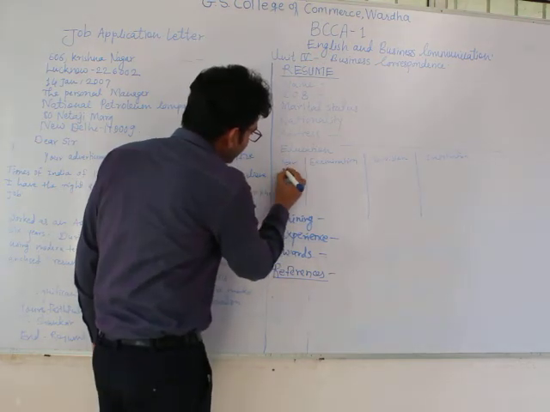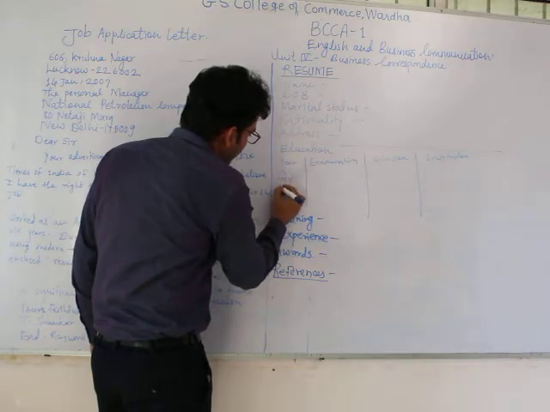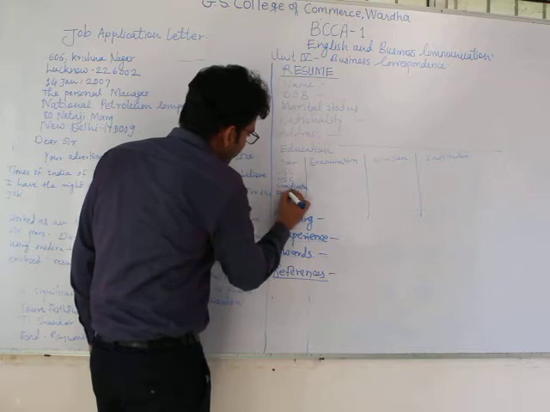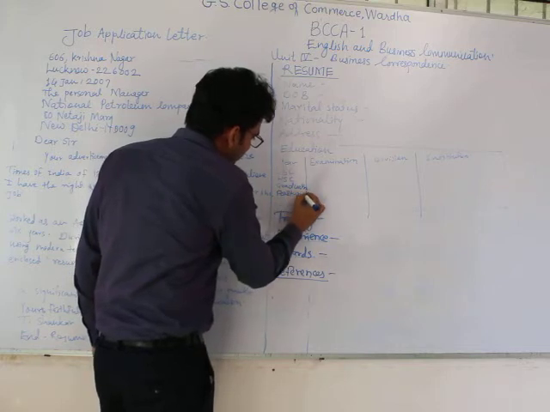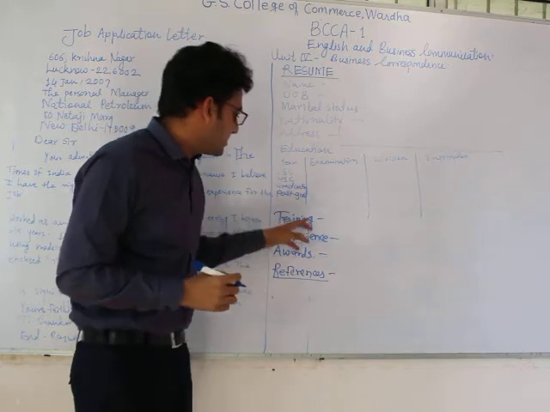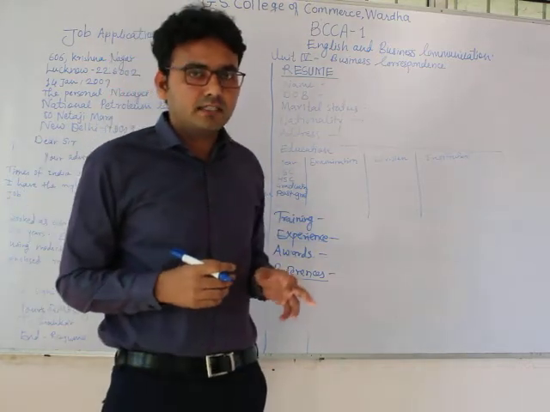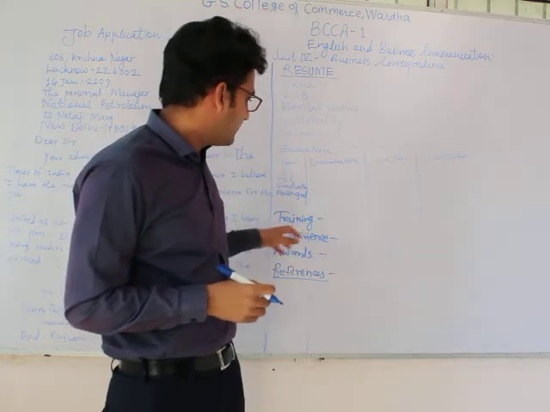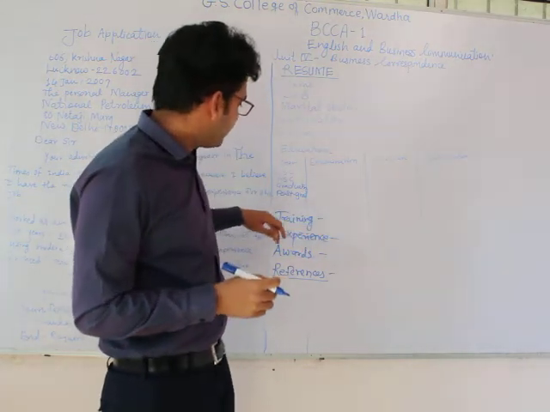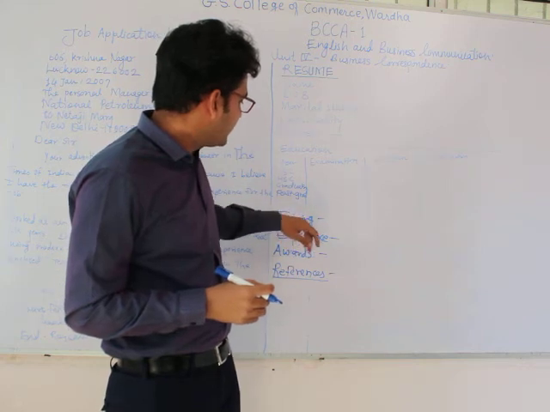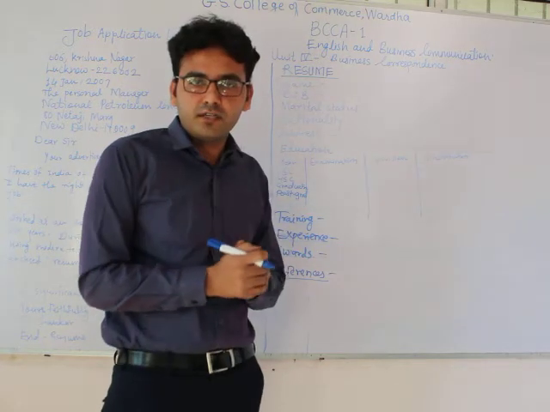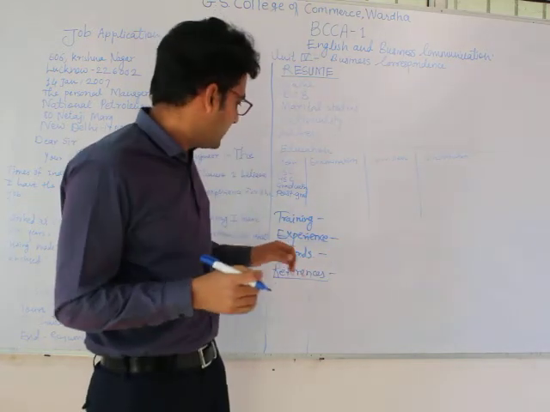So you can mention SSC, then HSC, then graduation, and then post graduation. After that you can mention your achievements as well. For example, if you have any co-curricular activity, you can mention it here. Then if you have undergone any training, you can mention it here. Then experience, if you have worked with multiple organizations, you can mention it.